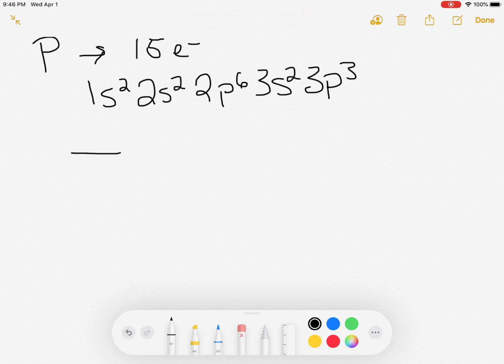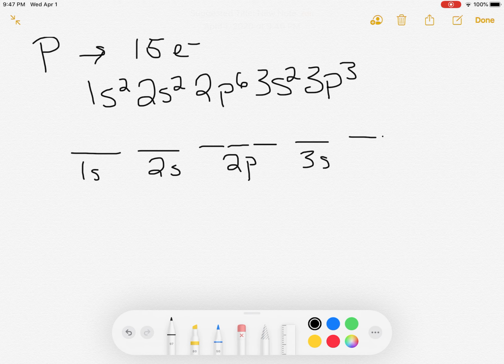So for orbital diagrams, I like to draw lines. The s subshell has 1 orbital, so I'm going to draw 1 line and label it 1s. And again, 2s just has 1 orbital, but then 2p has 3 orbitals, so I'm going to draw 3 lines. And again, if you want to do boxes, that's fine. And then 3s, s only has 1 orbital, and then 3p with 3 lines.